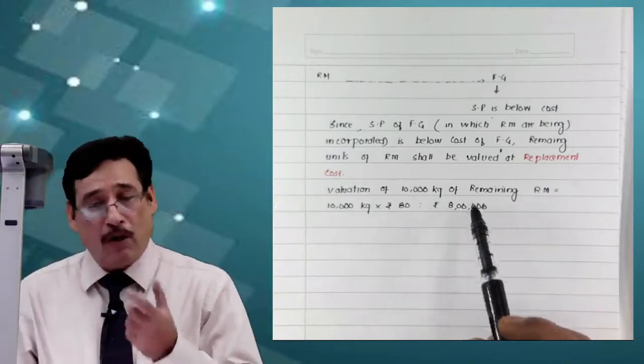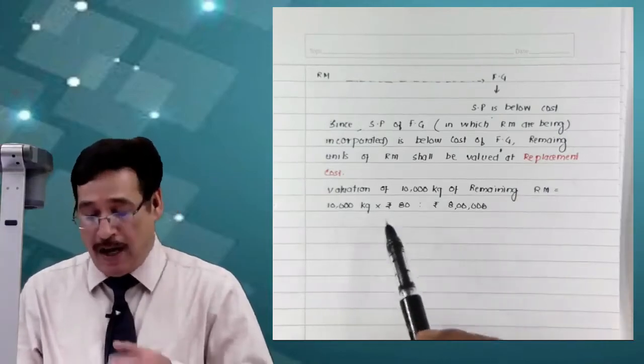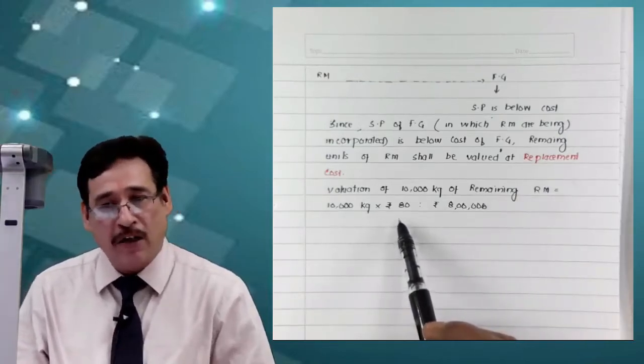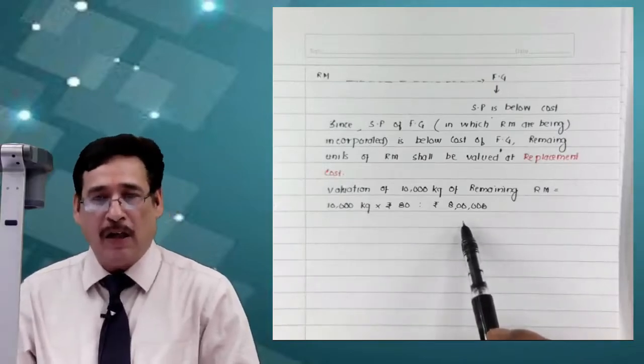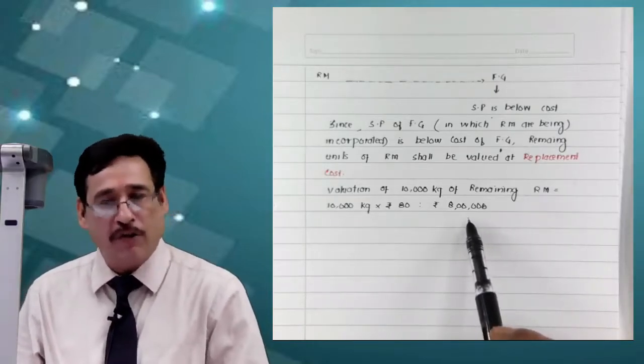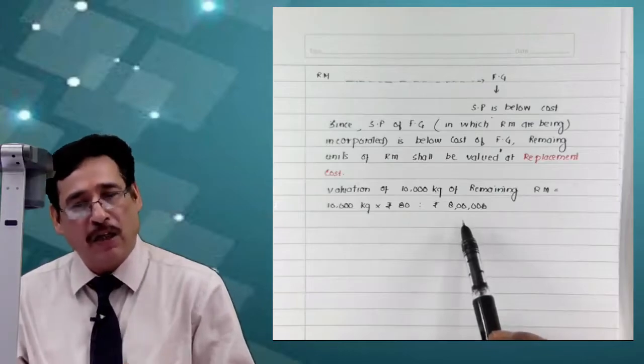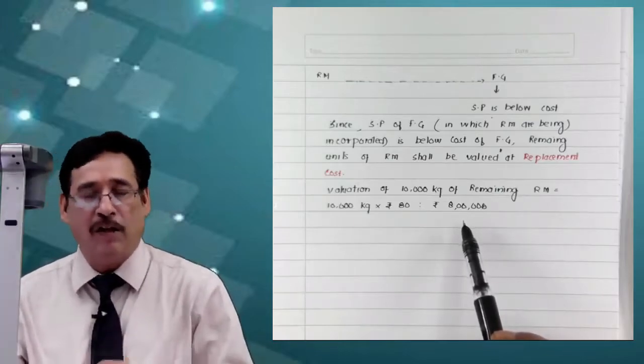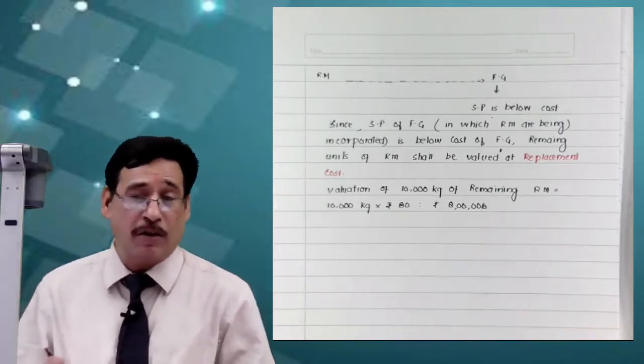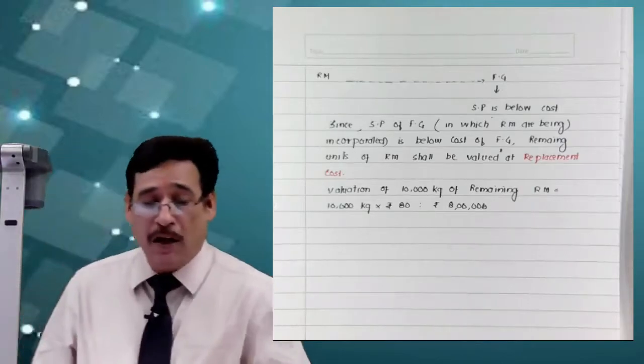Now, remaining raw material is 10,000 kg, and we know that replacement cost is 80. So 8 lakh ultimately will be the value at which we are going to reflect closing inventory of raw material. So in case of raw material, we need to exercise caution. It's not an easy task, correct?